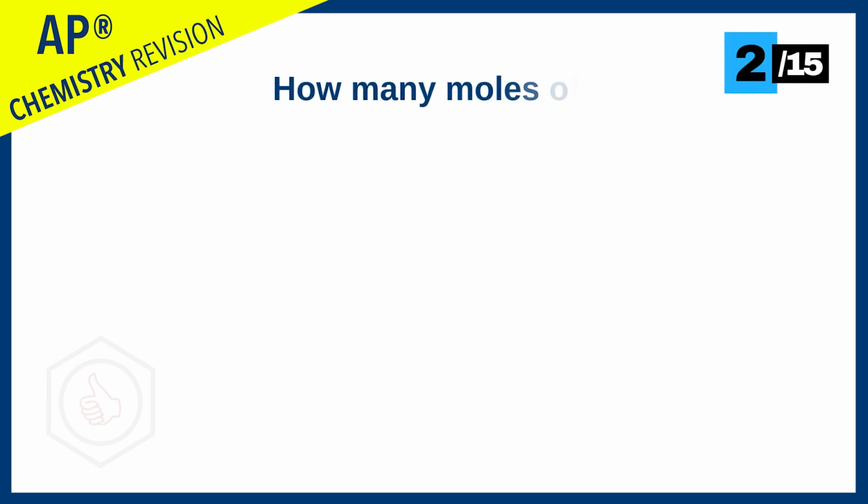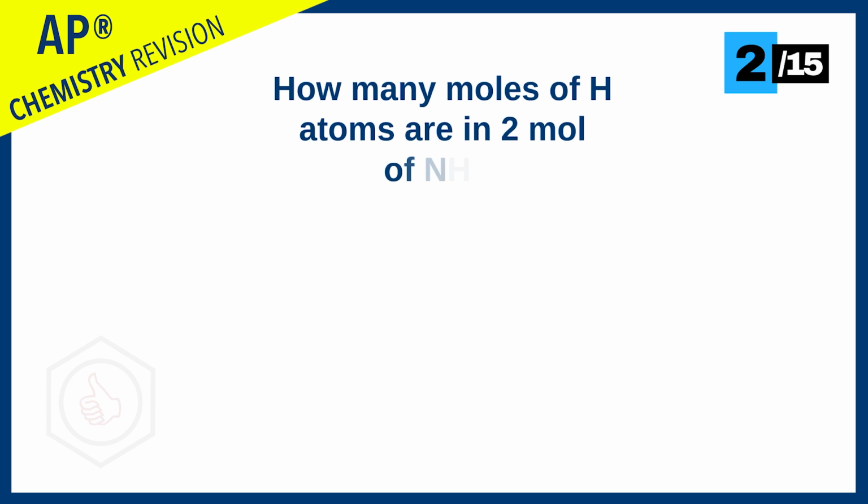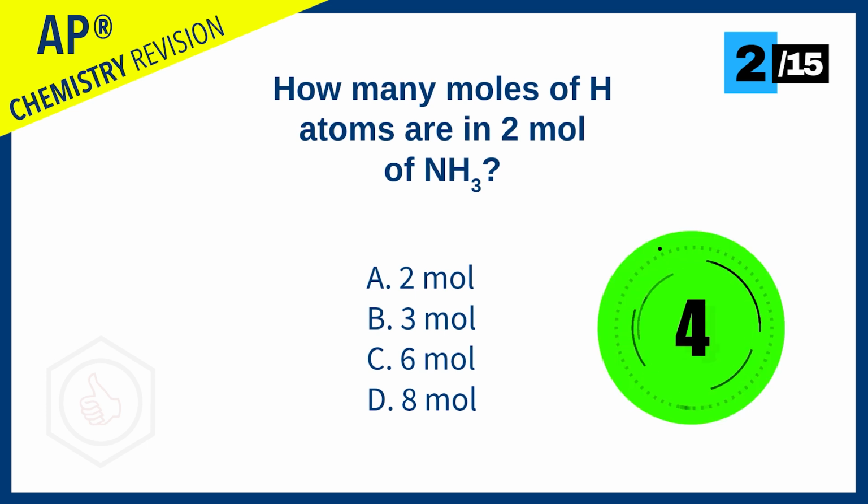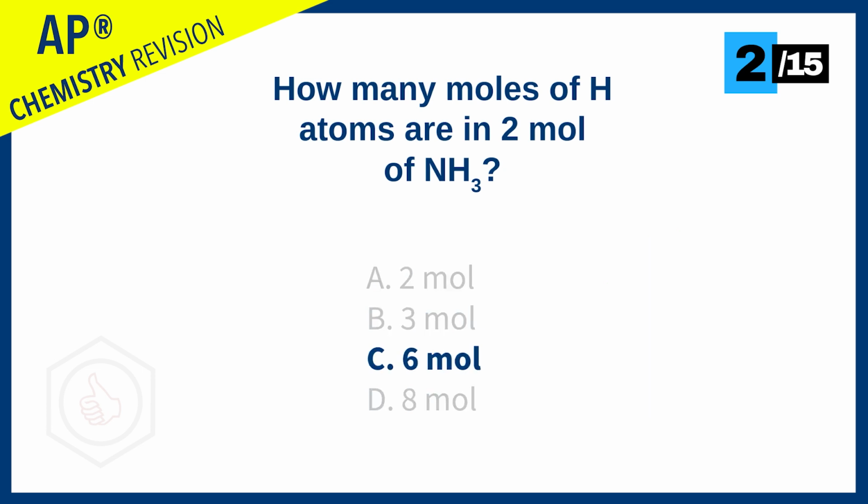How many moles of hydrogen atoms are in 2 moles of NH3? 2 moles, 3 moles, 6 moles, or 8 moles? The answer is 6 moles, because the formula of ammonia, NH3, tells us that 1 mole of ammonia contains 3 hydrogen atoms, so in 2 moles of ammonia, there will be a total of 6 hydrogen atoms.